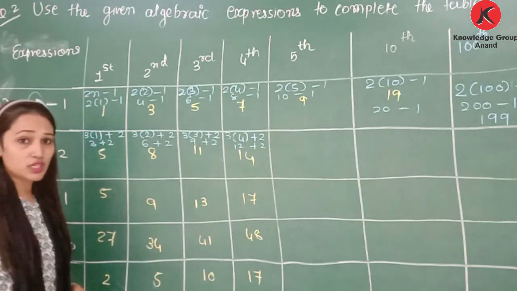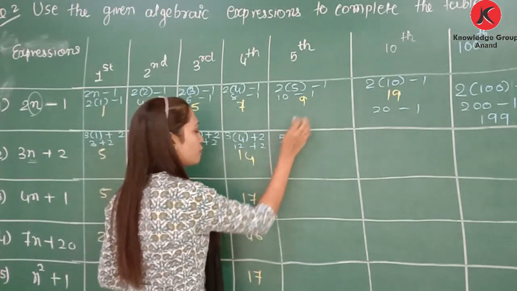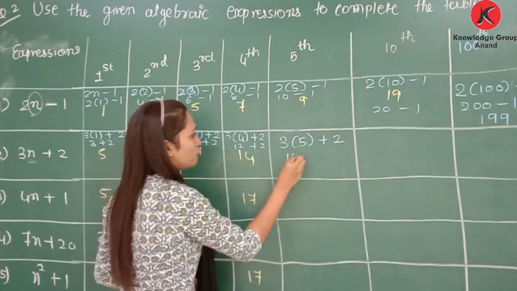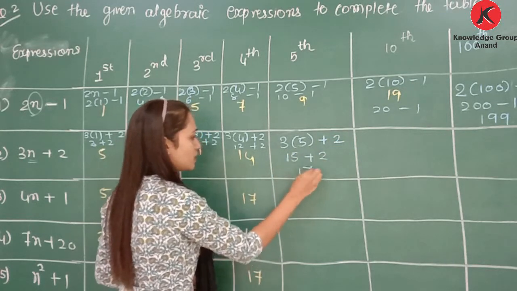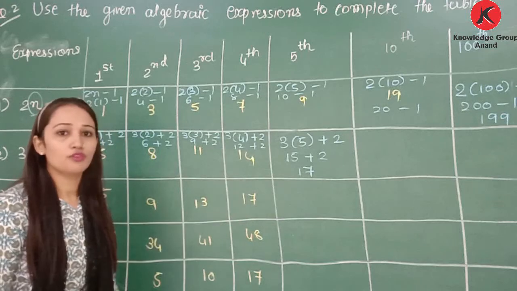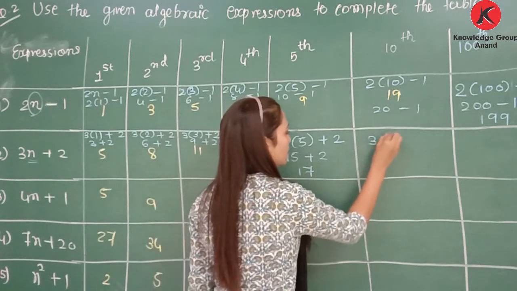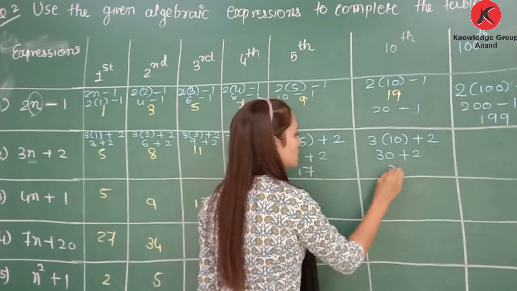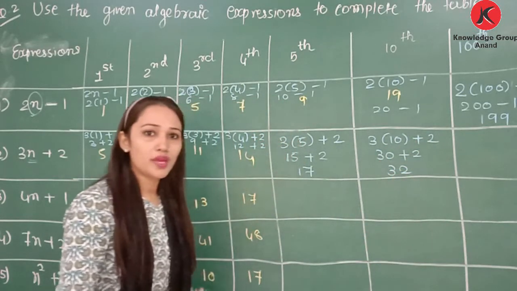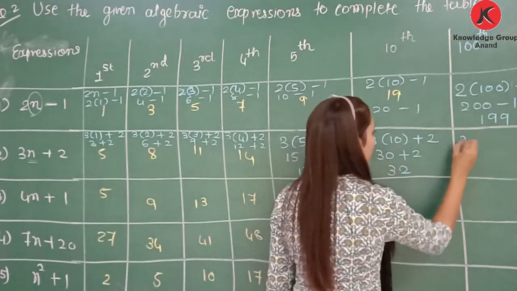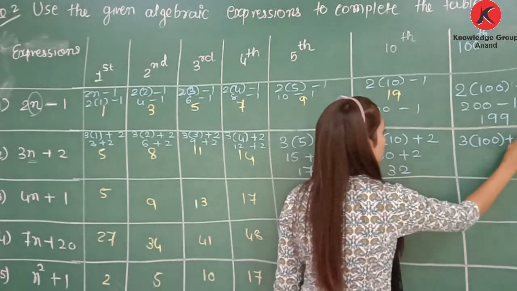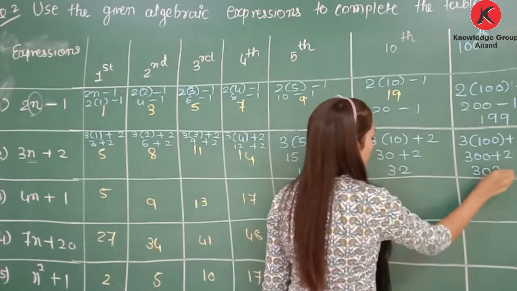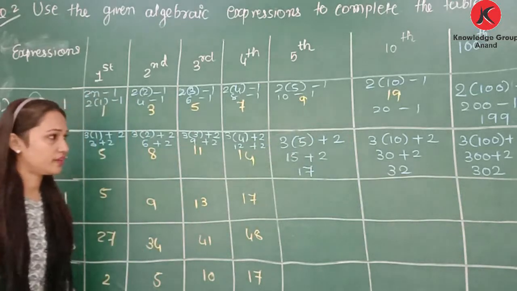So what will be the fifth term? Instead of n you need to write 5. So 3 multiply 5 plus 2, 15 plus 2, that is 17. So that will be the fifth term. What is the 10th term? 3 multiply 10 plus 2. So that is 30 plus 2 is 32. What will be the 100th term? 3 multiply 100 plus 2. So that is 300 plus 2 is 302. So that will be the 100th term.